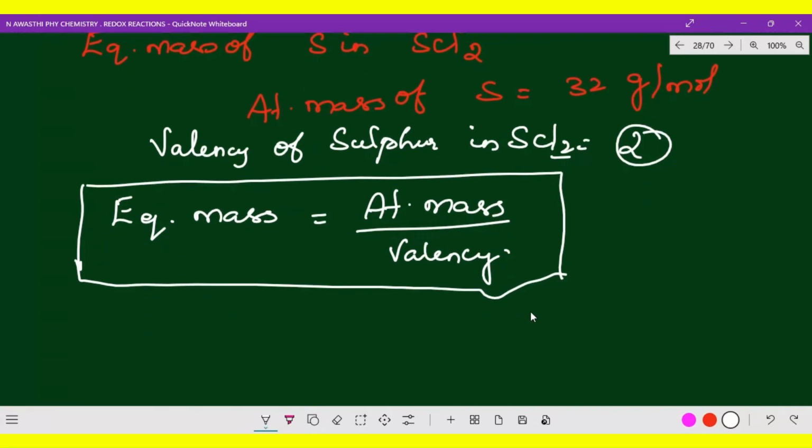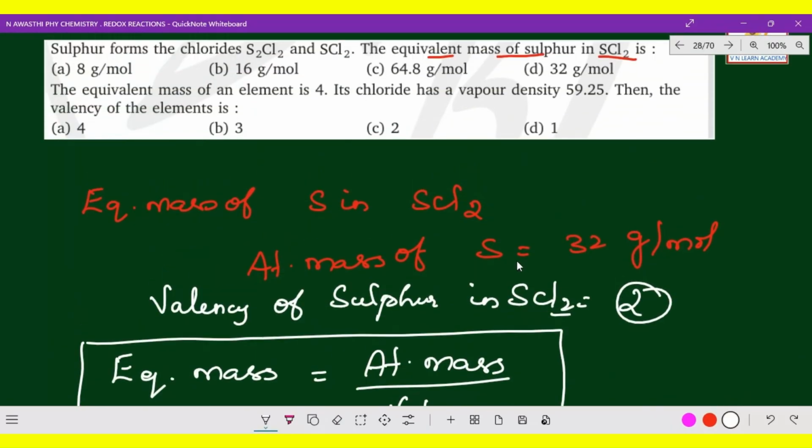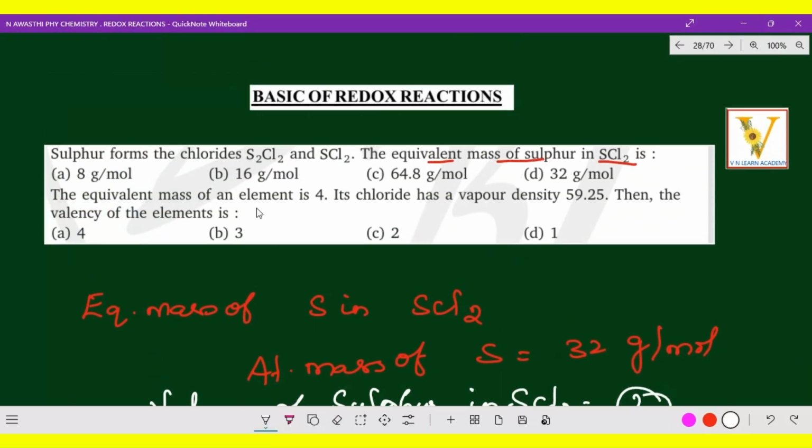So atomic mass by valency. What is the sulfur atomic mass? Sulfur atomic mass is 32 gram per mole, and the valency is 2. Just now we mentioned in SCl2 it is making 2 bonds. So naturally 2. So that means it is 16 gram per equivalent. Now, which is the correct option? Option B is the correct option, 16 gram per equivalent, right?